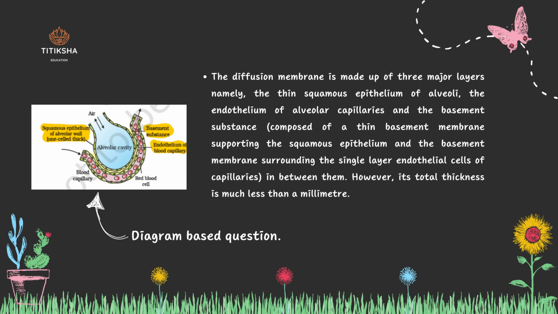The diffusion membrane is made up of three major layers, namely, the thin squamous epithelium of alveoli, the endothelium of alveolar capillaries, and the basement substance, which is composed of a thin basement membrane supporting the squamous epithelium and the basement membrane surrounding the single-layer endothelial cells of capillaries in between them. However, its total thickness is much less than a millimeter.